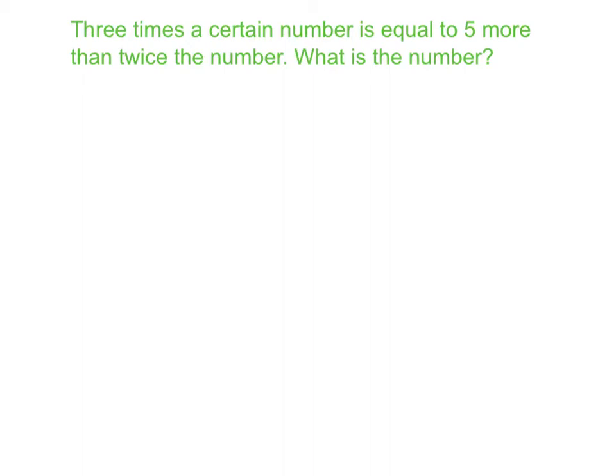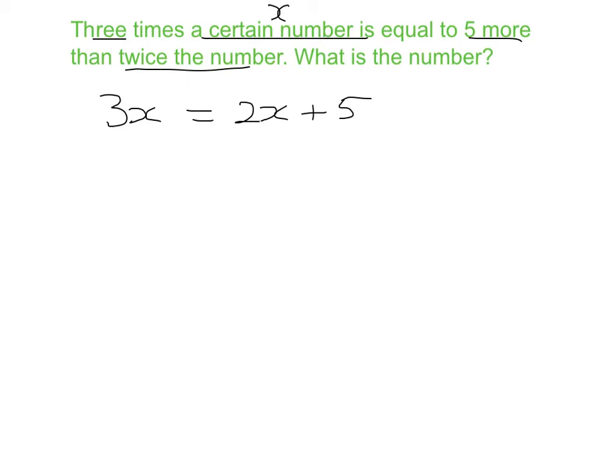We have 3 times a certain number, so our certain number, we'll call that x. 3 times a certain number is 3x, is equal to 5 more than twice the number. So twice the number is going to be 2x on the other side of the equals, and the 5 more is plus 5. So that's now our equation.